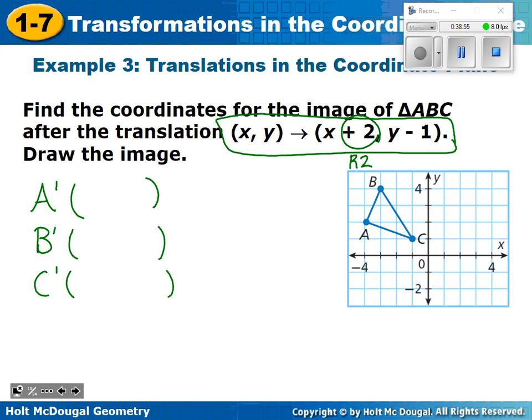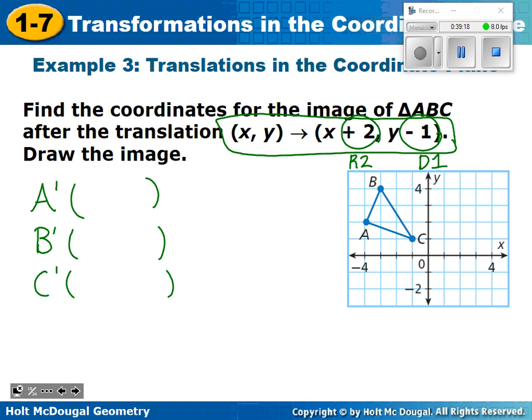Okay, look at the Y. What are we going to do to every Y point? We're going to subtract 1, which means we're going to go down 1. So you can work this one of 2 ways. My personal preference is just to simply take the points and physically shift them right 2, down 1, and then go list where they land. I think that's the easiest way.